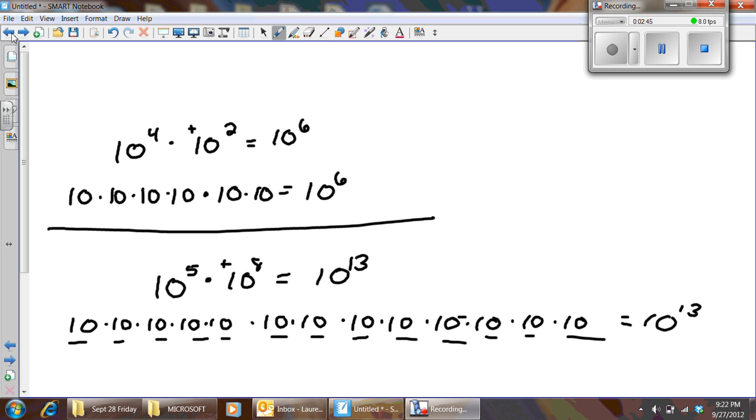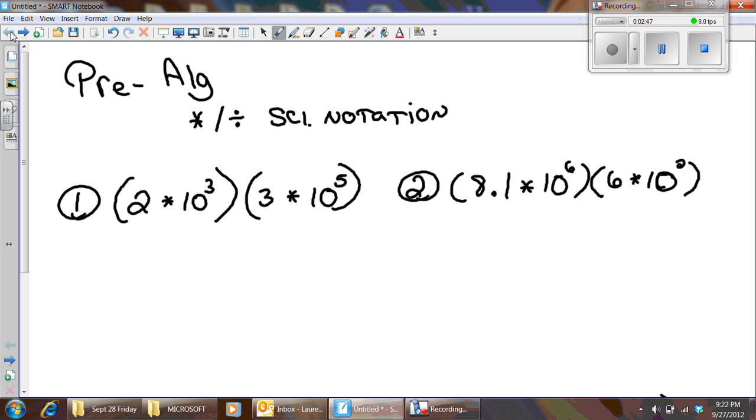All right, so let's go on to the problem. Now that you know how to do that, multiplying and dividing scientific notation is going to be pretty easy. I'm going to do the quantity of 2 times 10 to the third times the quantity of 3 times 10 to the fifth. And here's what I'm going to do. I'm going to multiply the 2 and the 3 together. Oh, that's a hard one. Let me get a calculator.